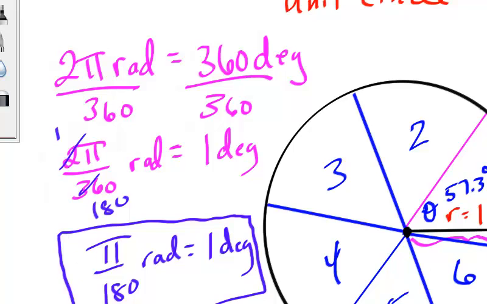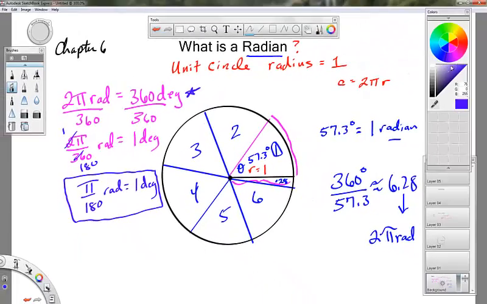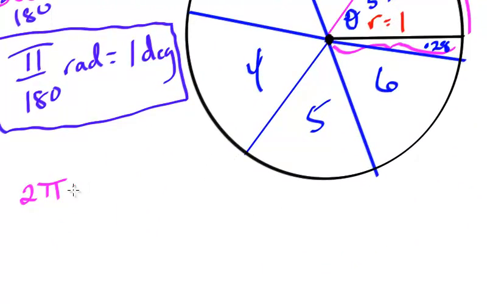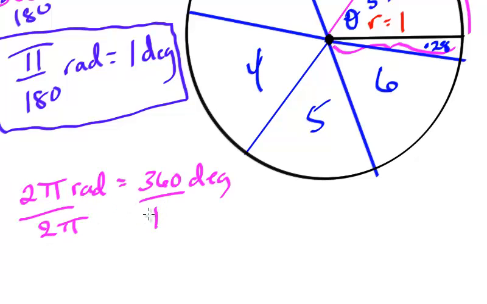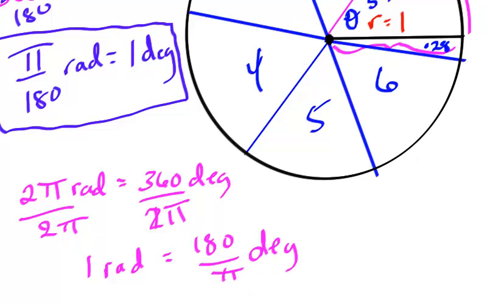That's one equation. And if I go back and I just recopy this right here and solve it for the other side, 2 pi radians equals 360 degrees. And if I solve this for radians on the other side, I would divide by 2 pi. And so 1 radian equals, and if I reduce that, it's 180 over pi degrees.